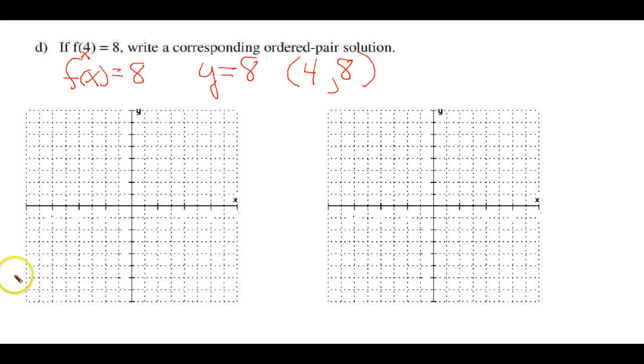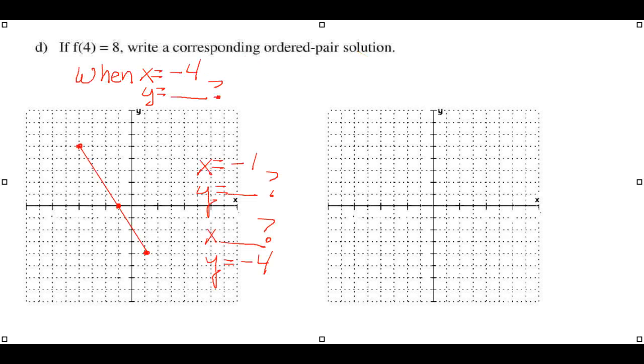Now I'm going to give you a few others here. Let me set it up. Something like this. When x is a negative 4, using this graph, what would y be? Well, we would go to 1, 2, 3, 4. That's where x is negative 4. 1, 2, 3, 4, 5. Y is 5. So this ordered pair here is negative 4, 5. This point right there.